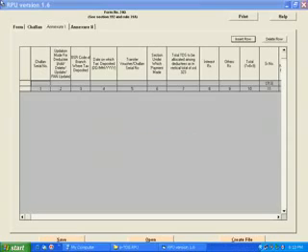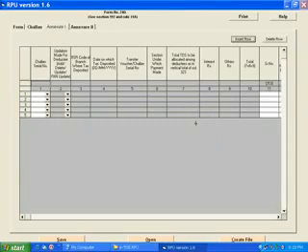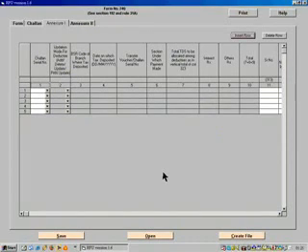In my example, I have assumed that in January bill, tax was deducted for 2 employees, and in February bill, tax was deducted for 3 employees. Therefore, I have to insert 5 rows. Let me do that now by clicking the insert row button. Give 5 here. Click OK. 5 rows inserted, and let me start entering the data.